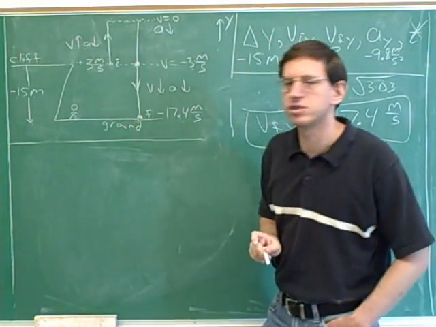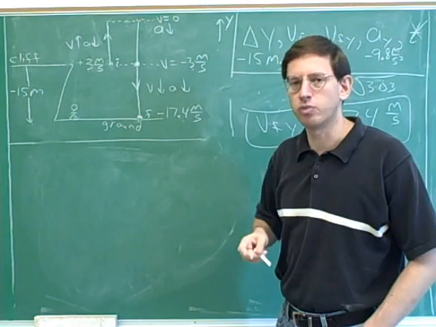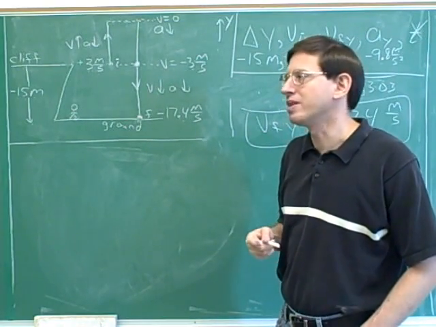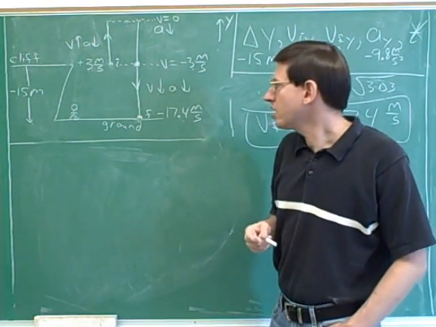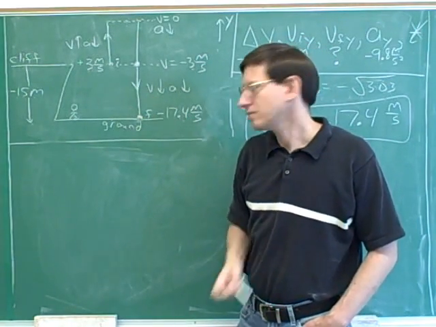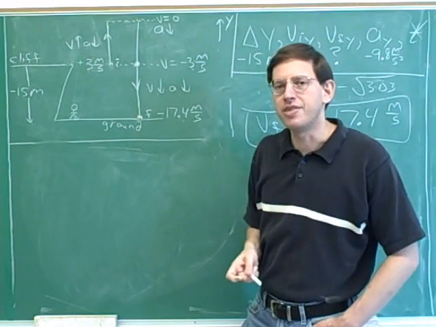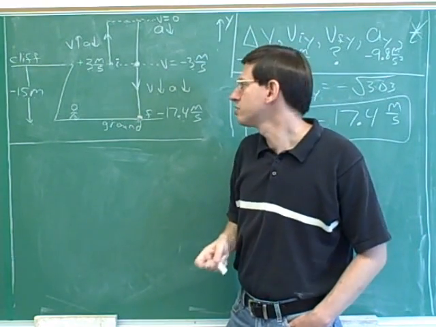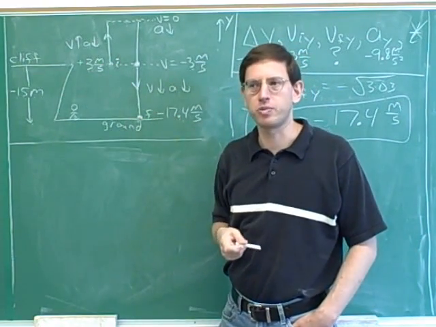Let's imagine we have somebody who's standing on the ground, and this person wants to toss an object up. They want to toss the object straight up so that when it reaches the cliff, it'll be going at 3 meters per second.